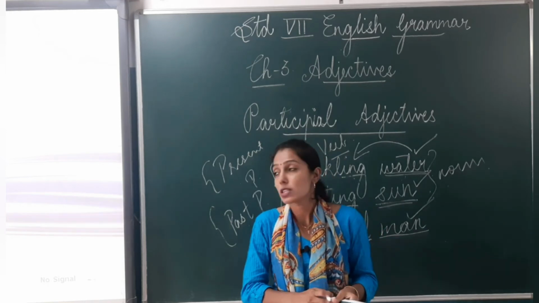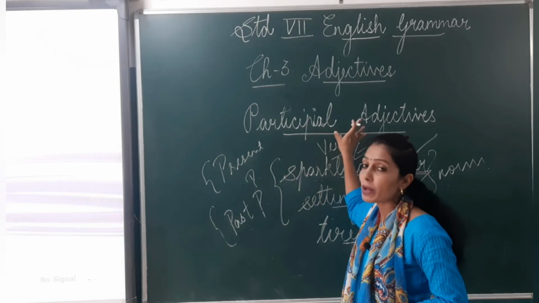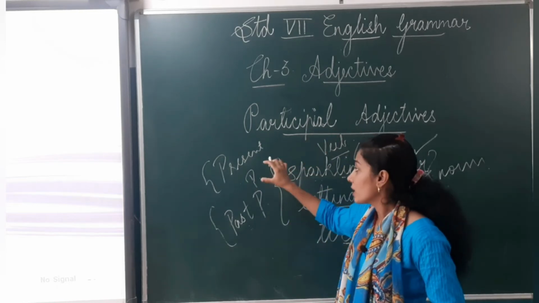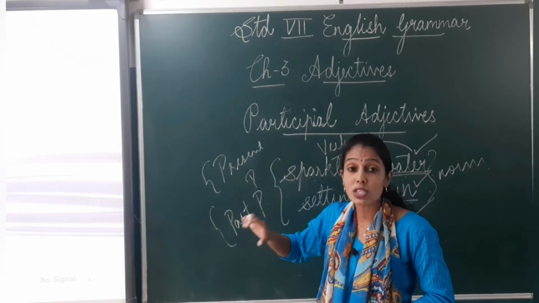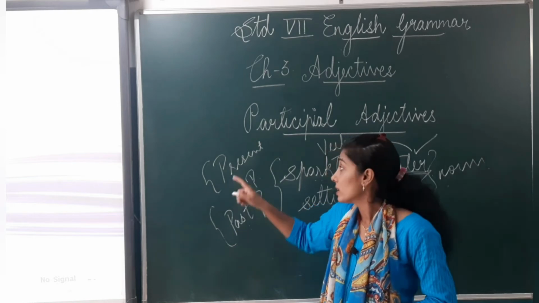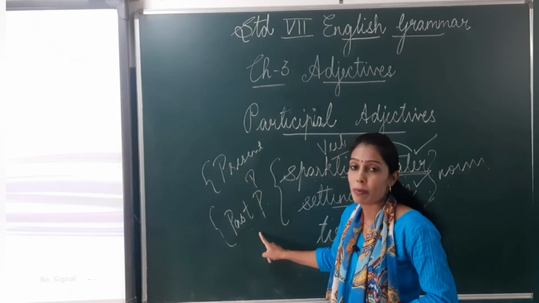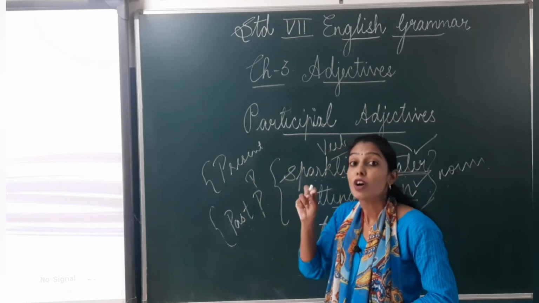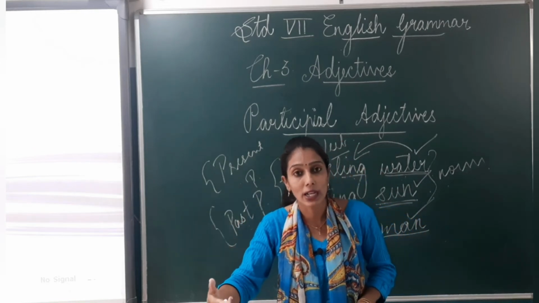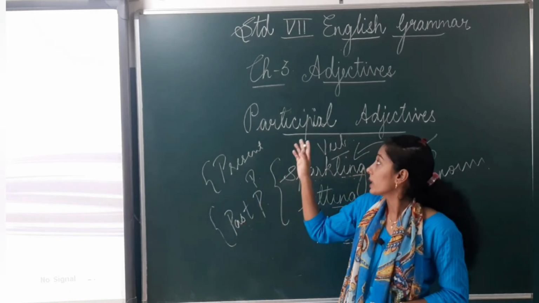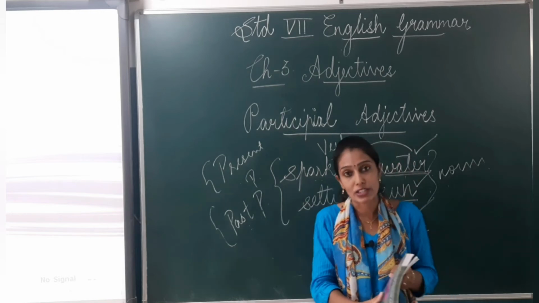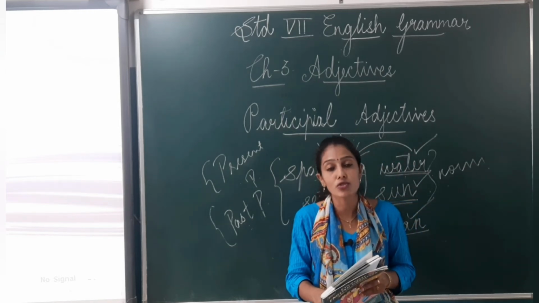So only this you keep in mind. Participial adjectives means what? If the verb nouns that have been qualified is in the present participle or past participle, the adjectives that take the verb's ing form are called participial adjectives. I hope this is understood, children.